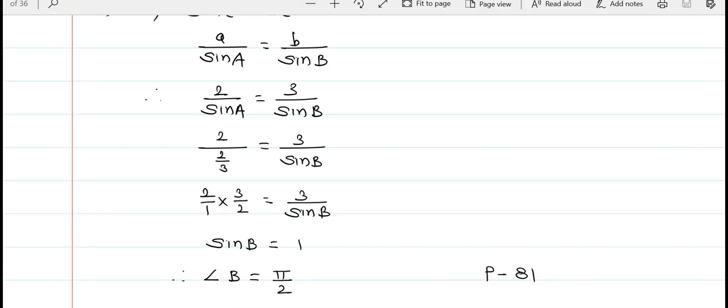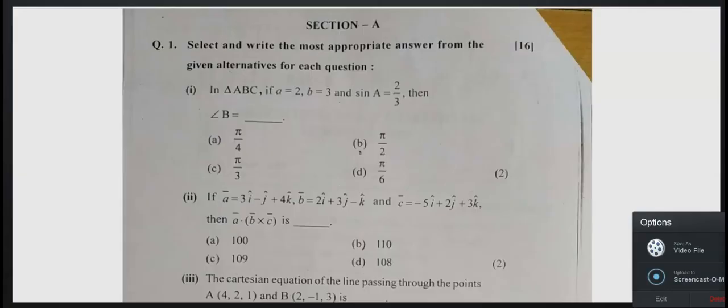Now next question: if a bar is equal to 2i minus j plus 4k, b bar is equal to 2i plus 3j minus k, and c bar is equal to minus 5i plus 2j plus 3k, then find the value of a bar dot in bracket b bar cross c bar. This is the box product. It's a very simple question.